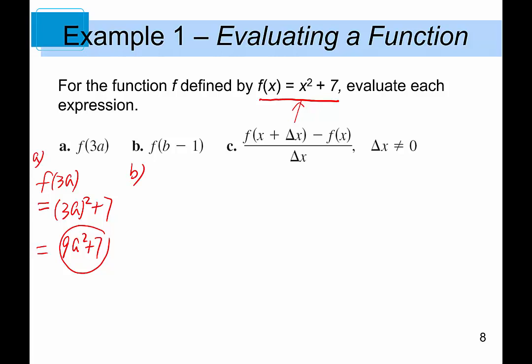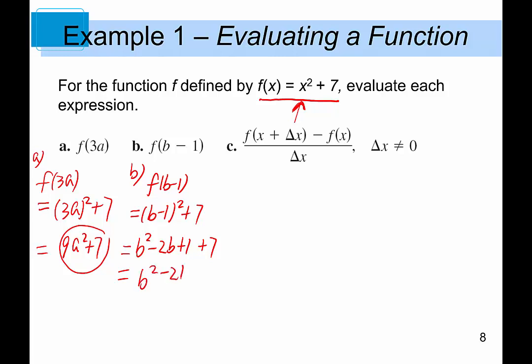For the b part, we have f of b minus 1. In this case, you're going to replace x here with b minus 1. So we have b minus 1 squared plus 7. When you expand the perfect square, you're going to end up with b squared minus 2b plus 1 plus 7. And we combine constants: 1 plus 7 gives us plus 8. So the answer is b squared minus 2b plus 8.